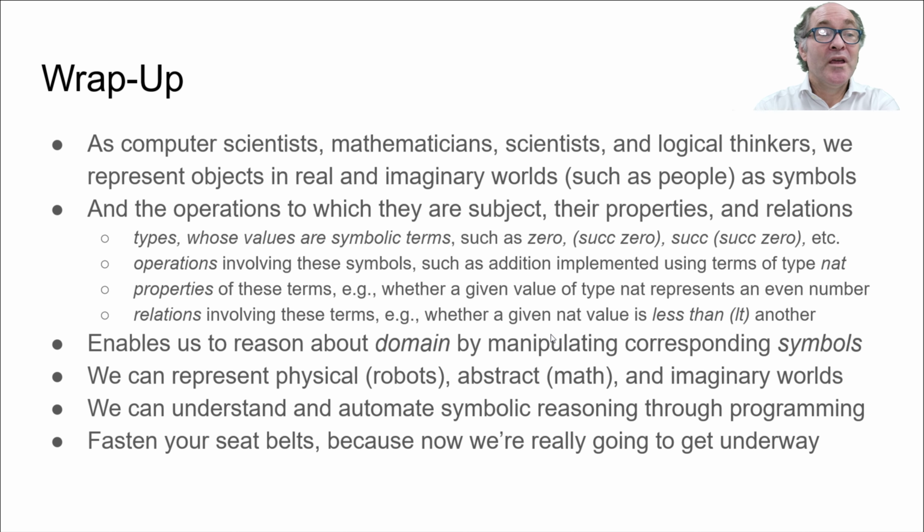So, to wrap up, we represent and design representations of objects in real and imaginary worlds and the operations to which they're subject. This allows us to reason about a domain by manipulating symbols that represent things in that domain. So for example, we can evaluate a sum of two natural numbers by evaluating the results of adding two representations of those natural numbers. And we did that in this class. We can represent physical, mathematical, imaginary worlds in this way. And this is generally basically what we do as programmers.